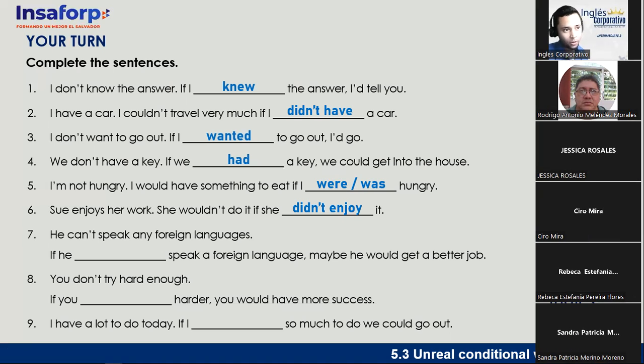No lo haría si no lo disfrutara. Pero resulta que sí lo disfruta. Entonces, por eso hace su trabajo. Very good. Thank you, Sandra. Excellent. Number seven. Who wants to participate?